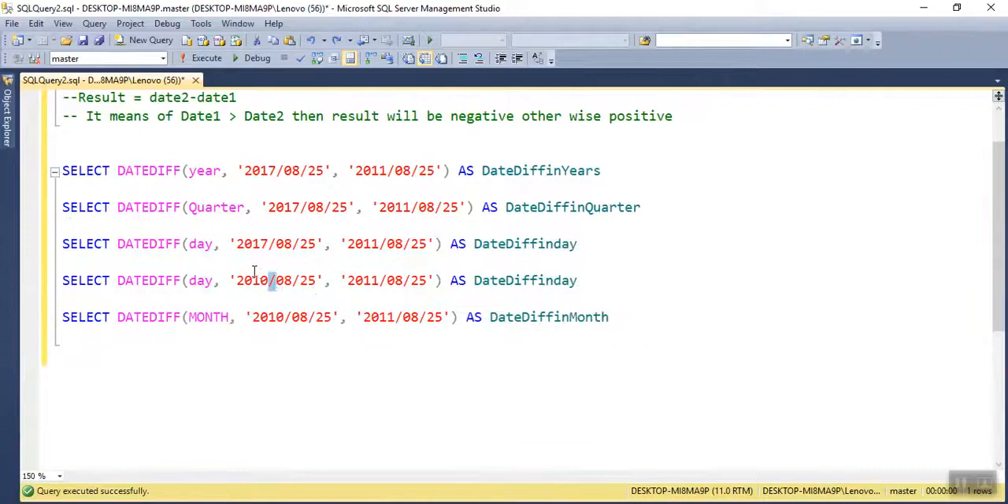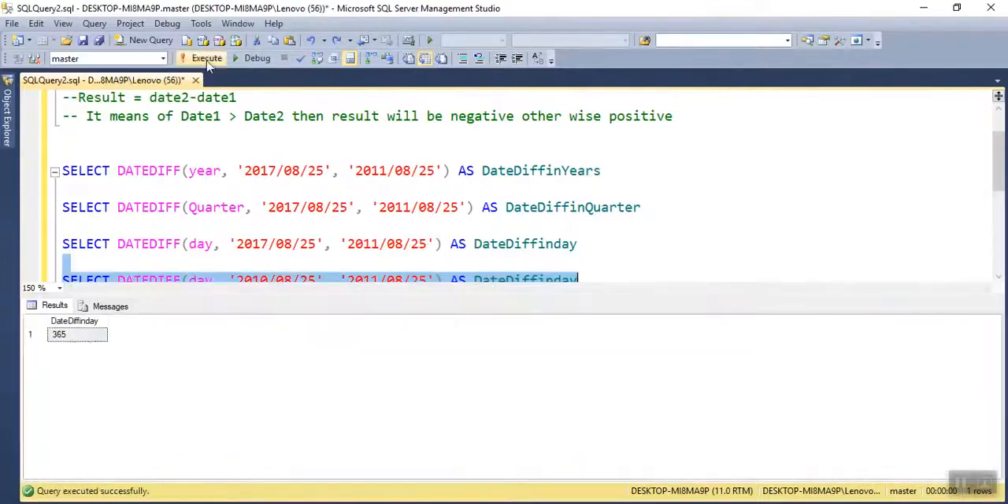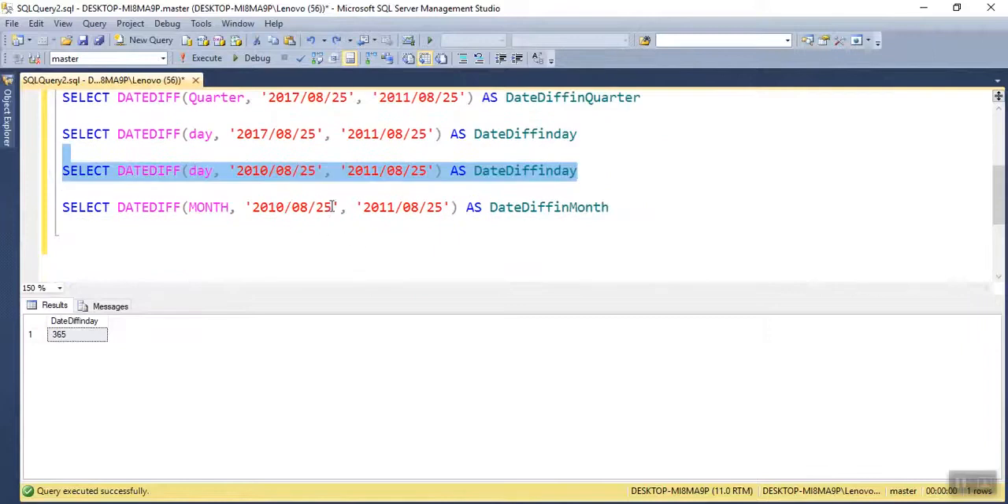Now if I want to see results in positive, I need to give date1, which is here, and it should be less than date2, which is here, right? So if I run this statement, I will get a positive number of days. So here it is 365.